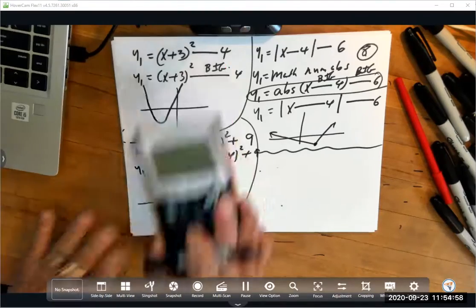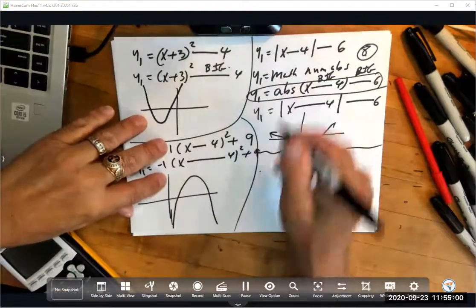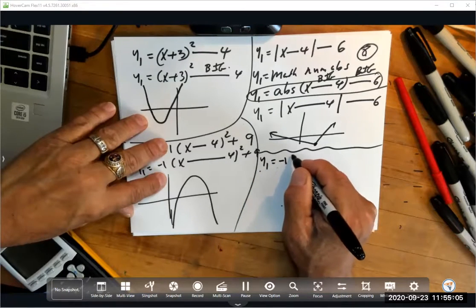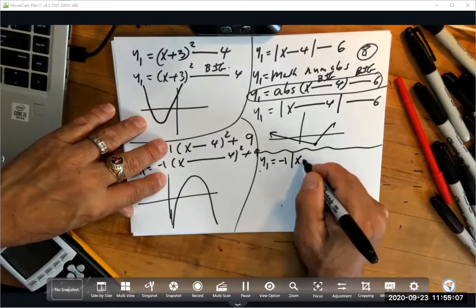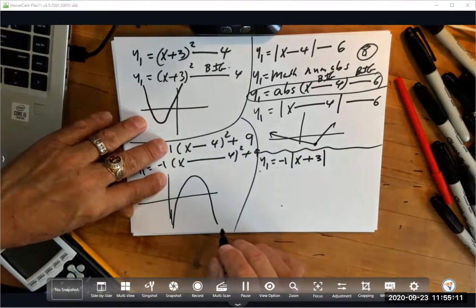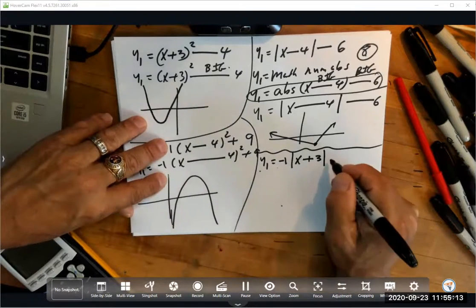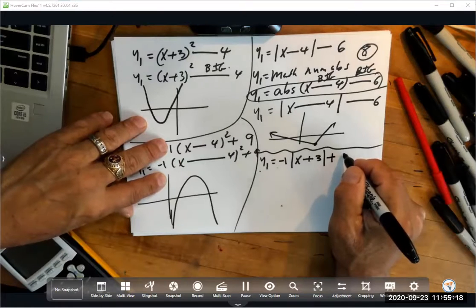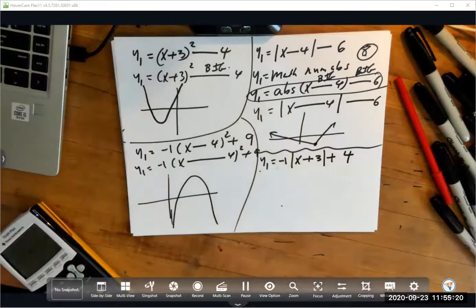Ready? Let me do that one. Absolute value, but I'm gonna change it around. I'm gonna put -1 absolute value x plus 3 like this. Okay. And I'm gonna go plus some other number. I don't know. Plus 4. Absolute value. -1 absolute value of x plus 3 plus 4.